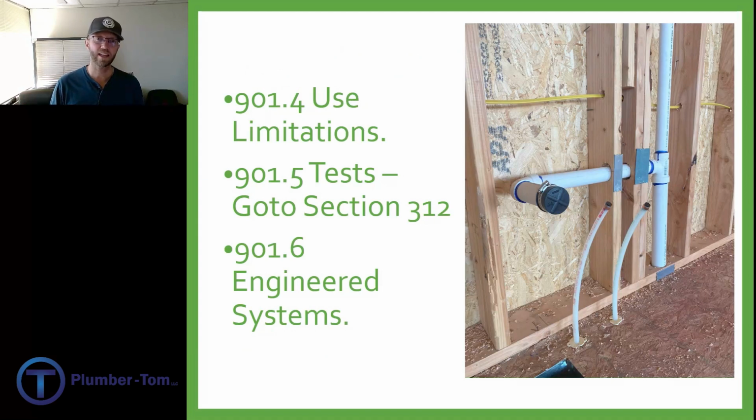901.4 is kind of a catch-all. It just says use limitations. Basically, don't use the vent system for anything other than a vent system, whatever creative ideas may exist out there. 901.5 talks about tests, and once again refers us to chapter 3, saying anything on testing, go to 312. It's the same requirements as drainage. These vents are connected to that system. And 901.6 talks about engineered systems and how they would need to be approved.